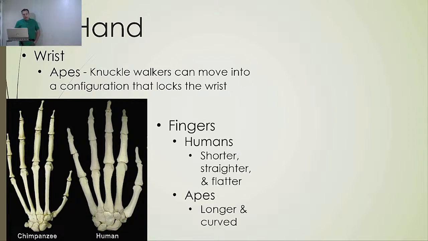And our finger bones are vastly different. Humans tend to have shorter, straighter, and flatter bones. You can't see the curve in that picture here on the left very well, just because of the angle, but if you were to look at it from the side, you could see that the chimpanzee bones would be curved, and I have a few images of that later on.